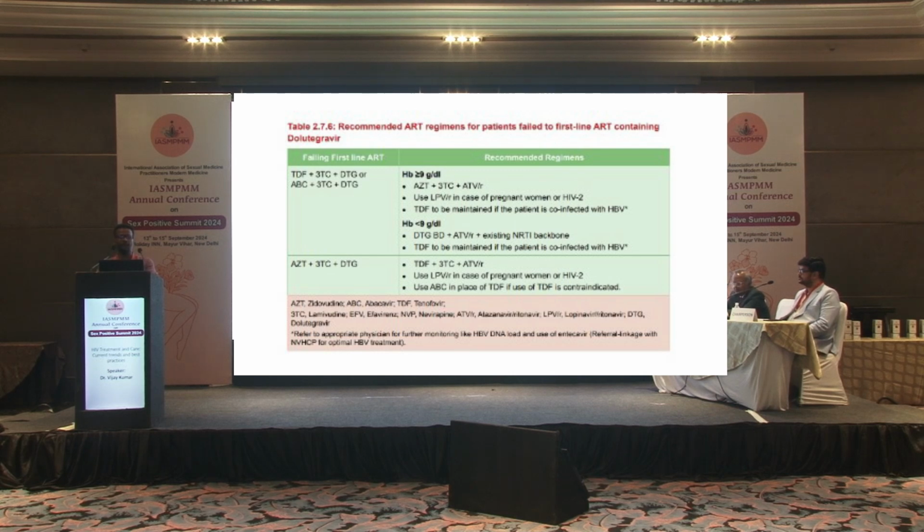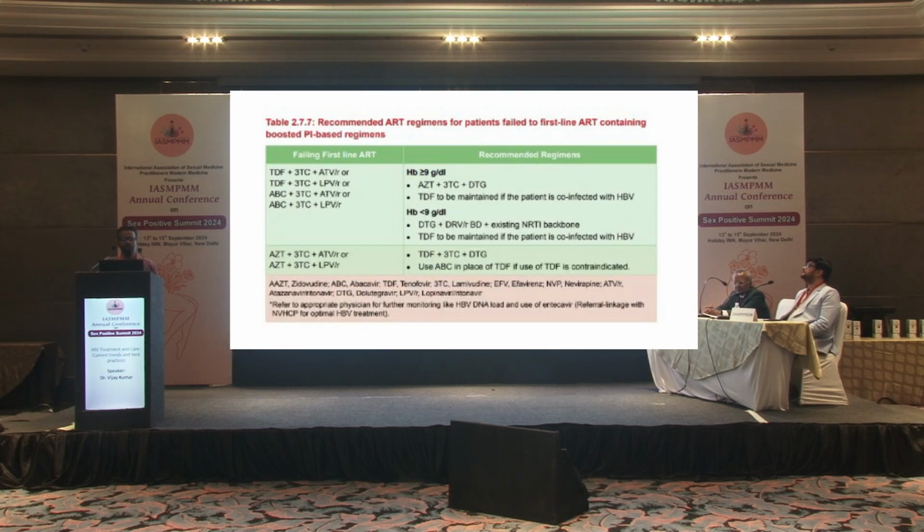If a dolutegravir based regimen fails, we should assess hemoglobin first. If the hemoglobin is more than 9 grams, we can add ritonavir boosted atazanavir. BD dose should be given for DTG. And then coming to the other regimen, without tenofovir, we should add ritonavir boosted atazanavir, and in case of pregnant women or HIV2, we should use ritonavir boosted lopinavir. These are the NNRTI based regimens. If it fails on treatment, we can accordingly put this regimen.